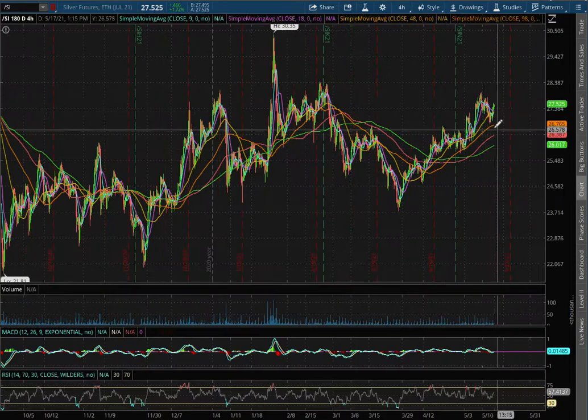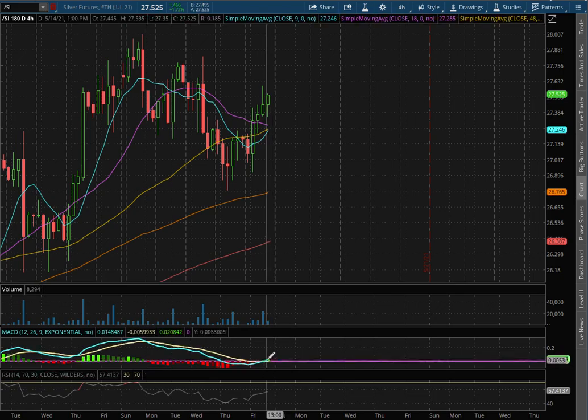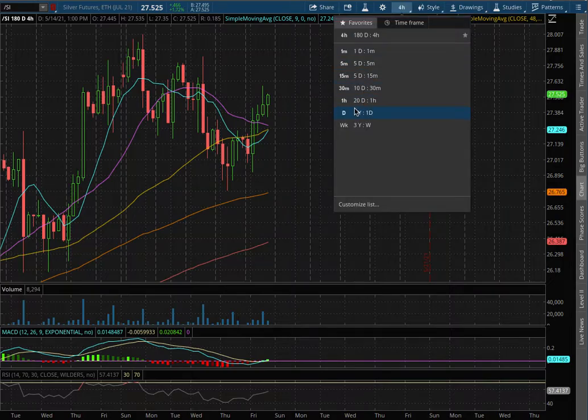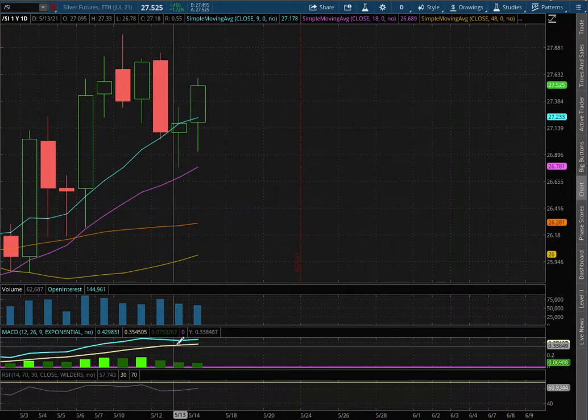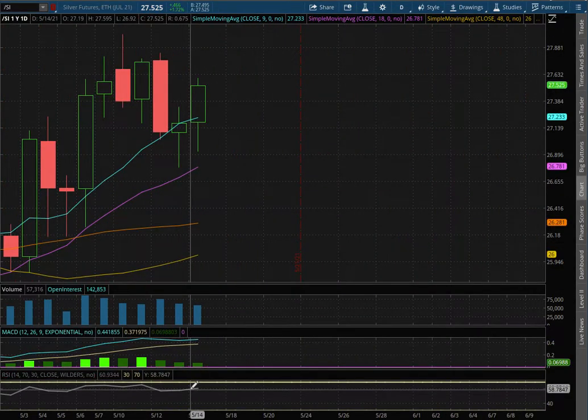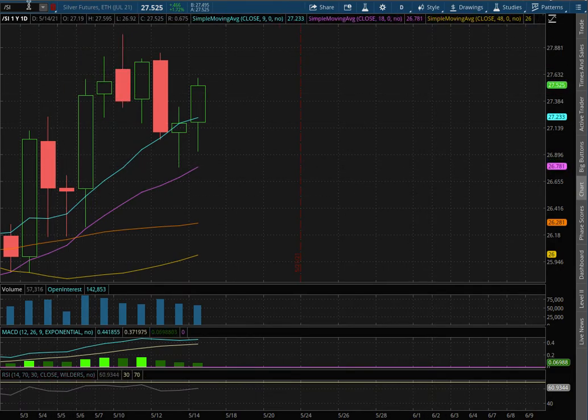As we extend out to the 4 hour chart, we are in slightly positive MACD after dipping into negative territory, and as we extend that further to the daily chart, we remain in positive MACD as well and approaching back to overbought condition with the RSI.